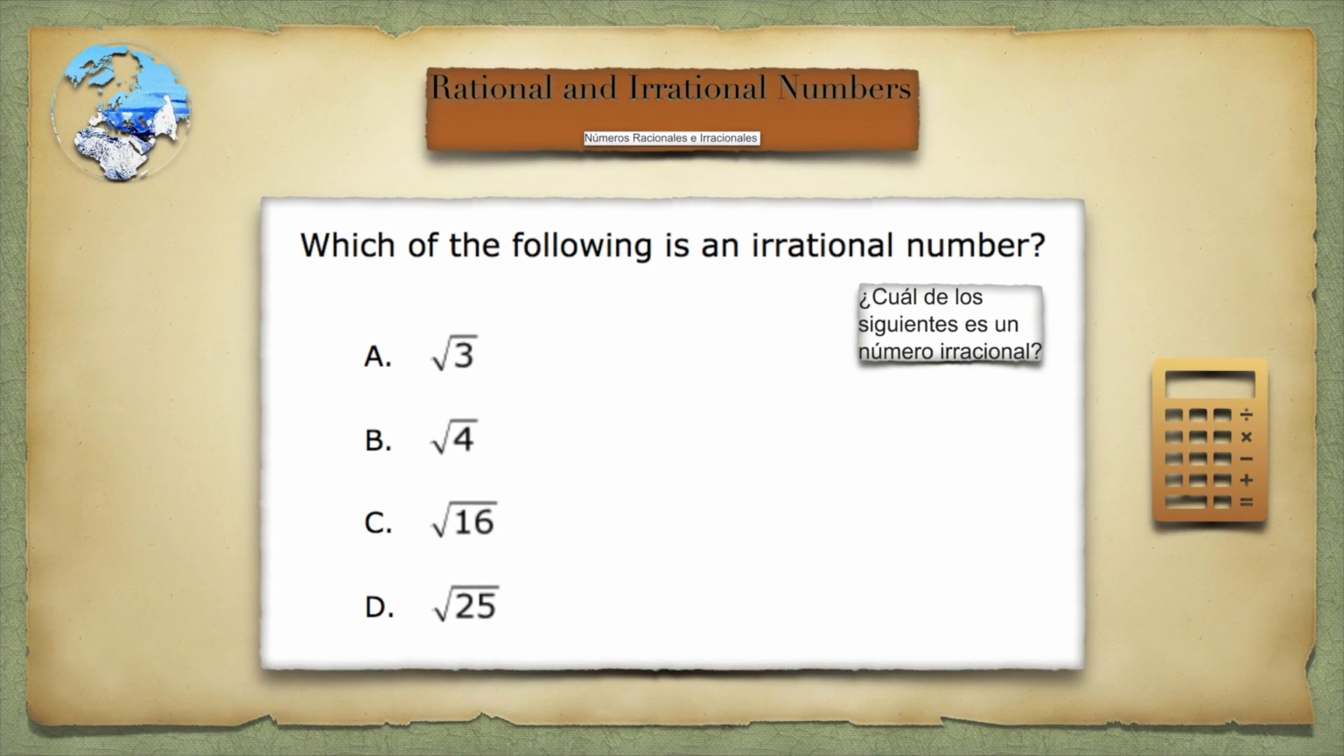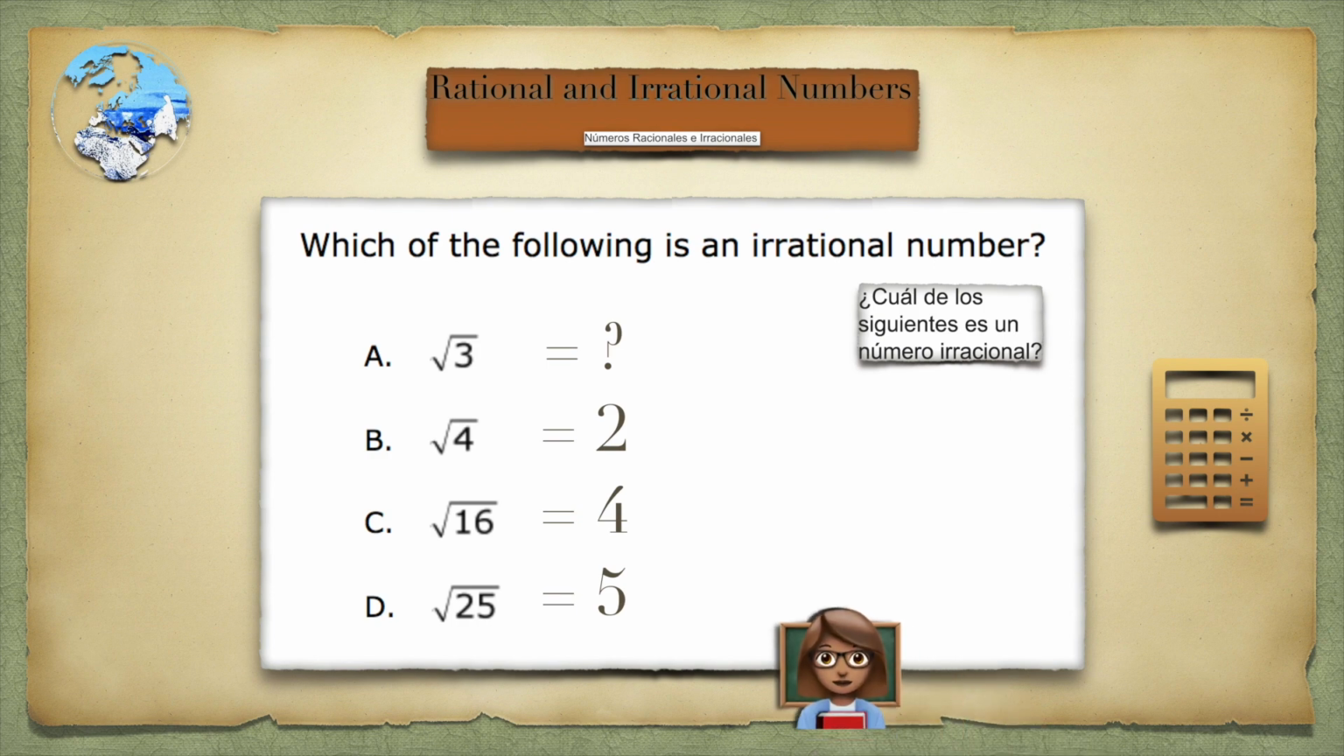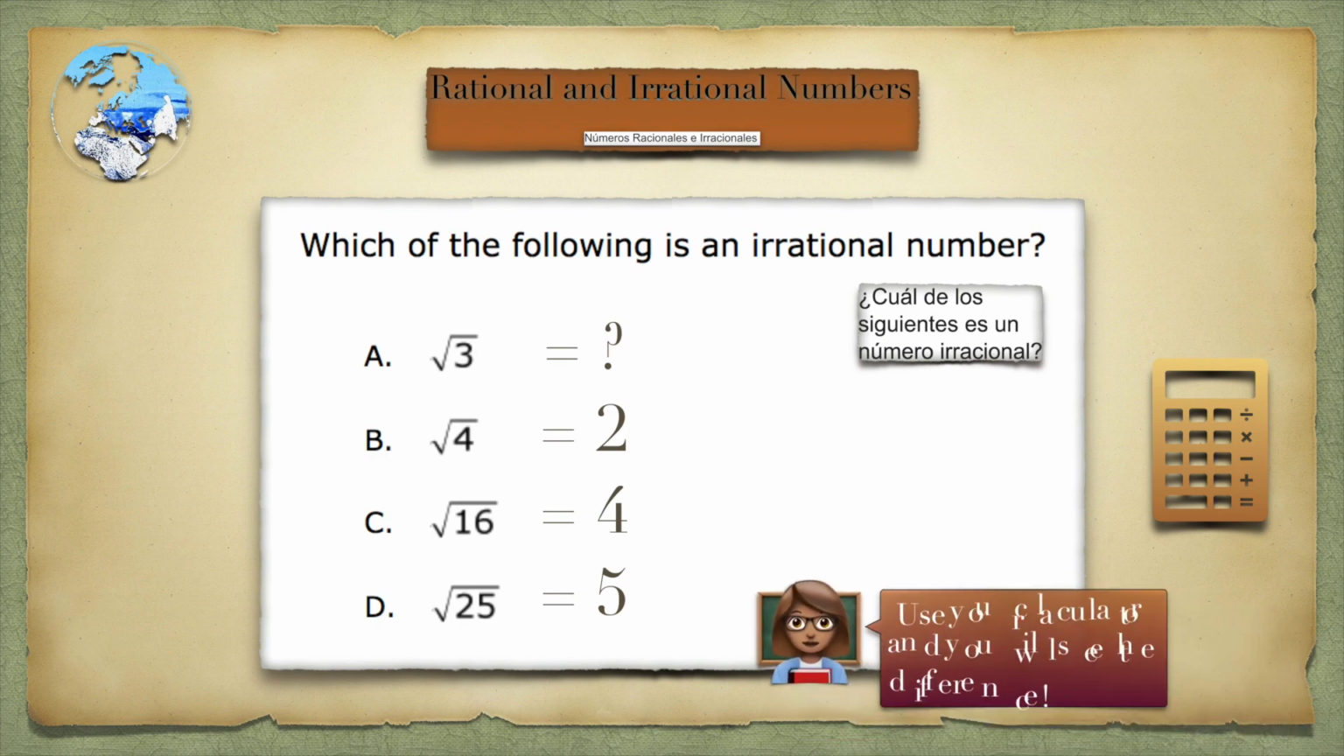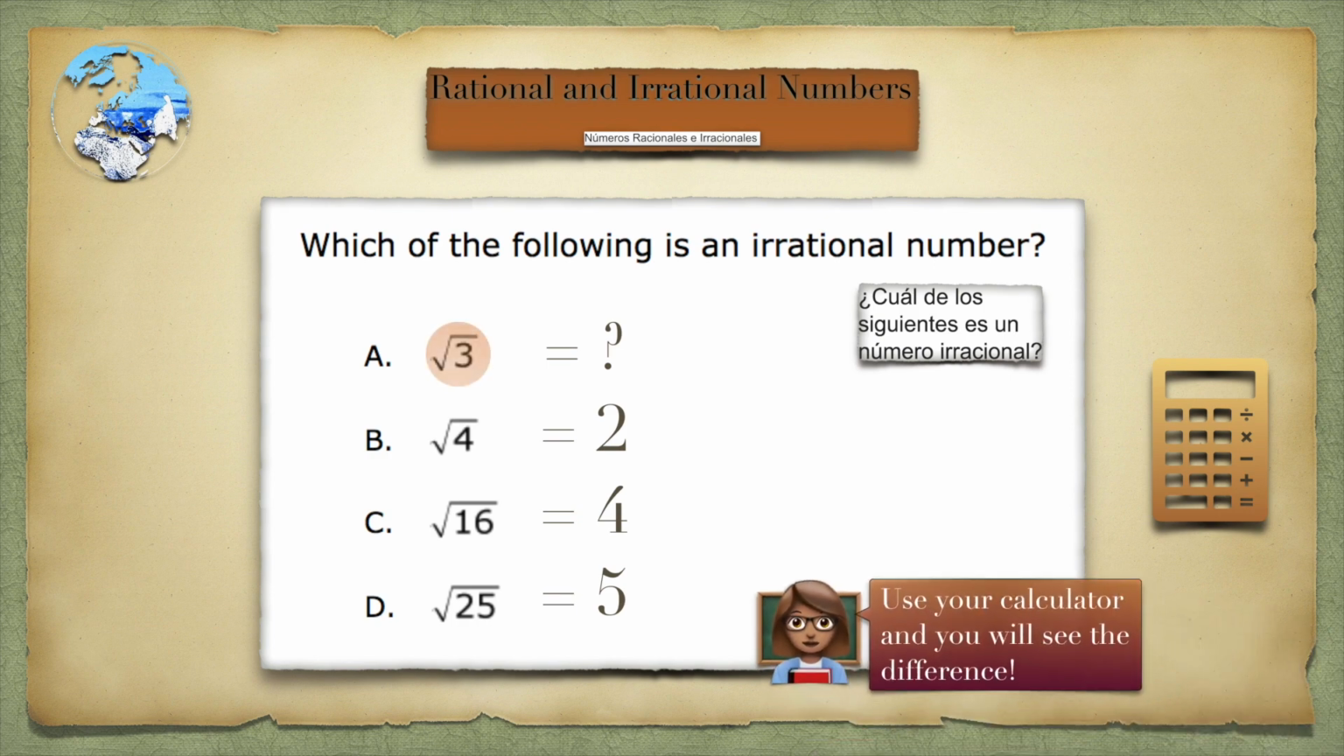Here we're looking for one irrational number. If you know the square root of a number, like the square root of 25 is 5, the square root of 16 is 4, and the square root of 4 is 2, then you punch that square root of 3 into your calculator and you'll see a very long, never repeating irrational number.